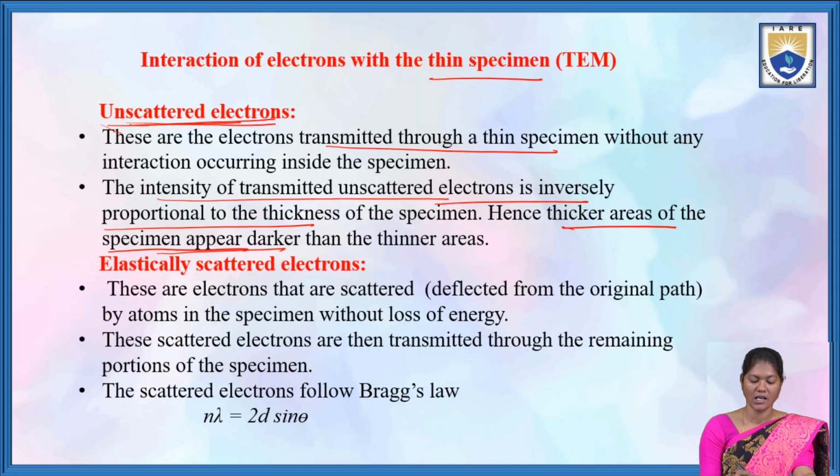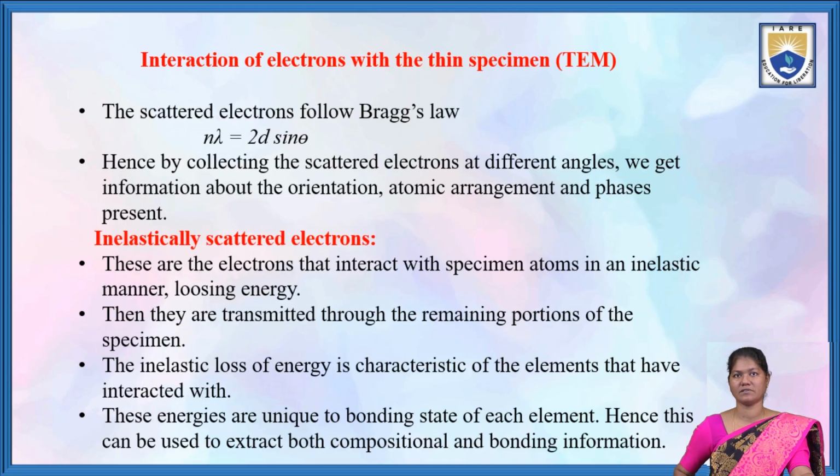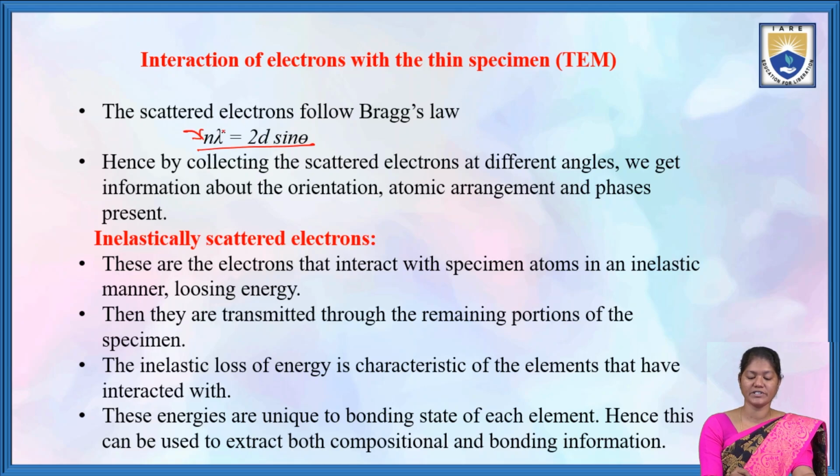In elastically scattered electrons, the electrons are scattered by atoms in the specimen without loss of energy. These scattered electrons are then transmitted through the remaining portions of the specimen. The scattered electrons follow Bragg's law, n lambda equals 2d sine theta, where n is the order of diffraction, lambda is the wavelength, and d is the interplanar spacing.